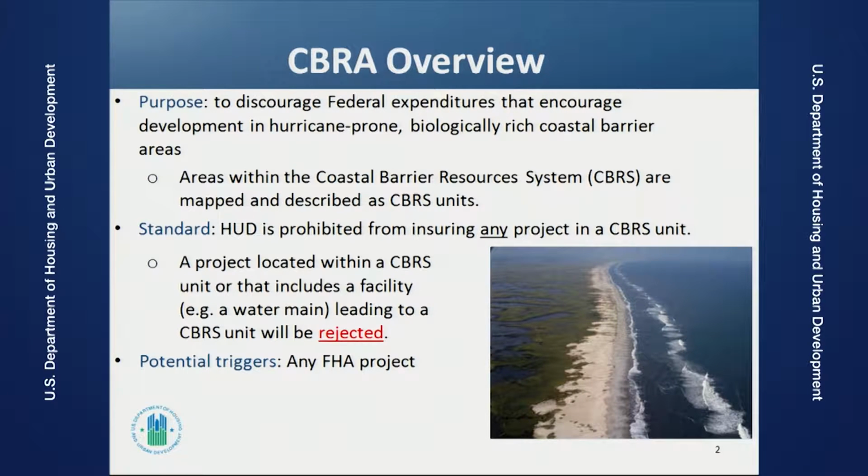And this is very, very simple. HUD is prohibited from any projects in the Coastal Barrier Resource System unit. So if you have a project that is located in a CBRS unit, that includes also water mains or other infrastructure that will cross a CBRS unit or lead to a CBRS unit, it must be rejected. And this applies to all FHA projects.